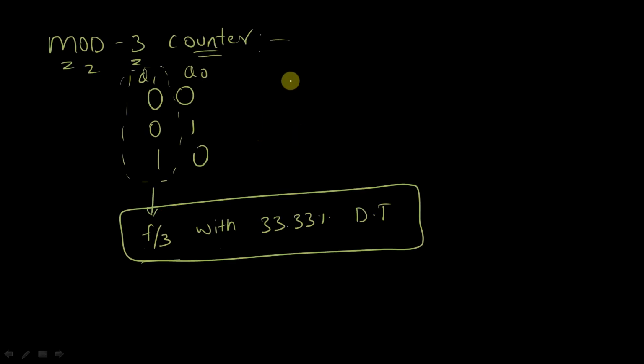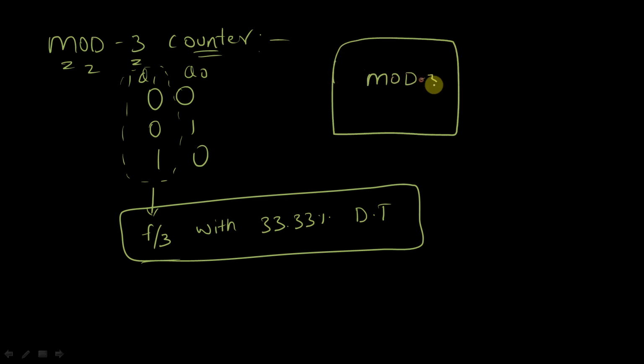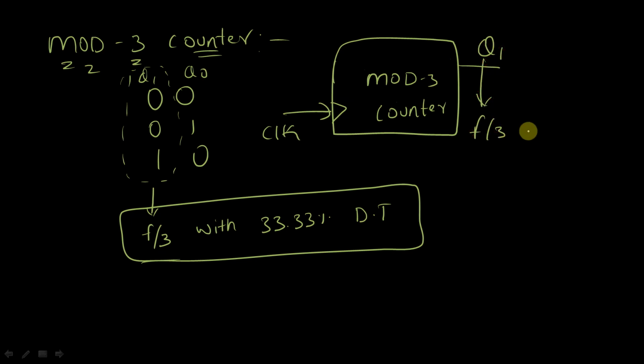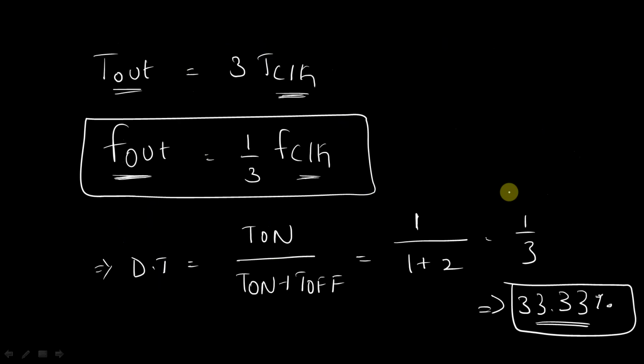Now, we are going to simply consider a mod 3 counter, and to this mod 3 counter we are going to give the clock as input, and we are going to take the output from Q1, which is nothing but the frequency divided by 3 output with 33.33 percent duty cycle. Yes, so that's all about this particular video.